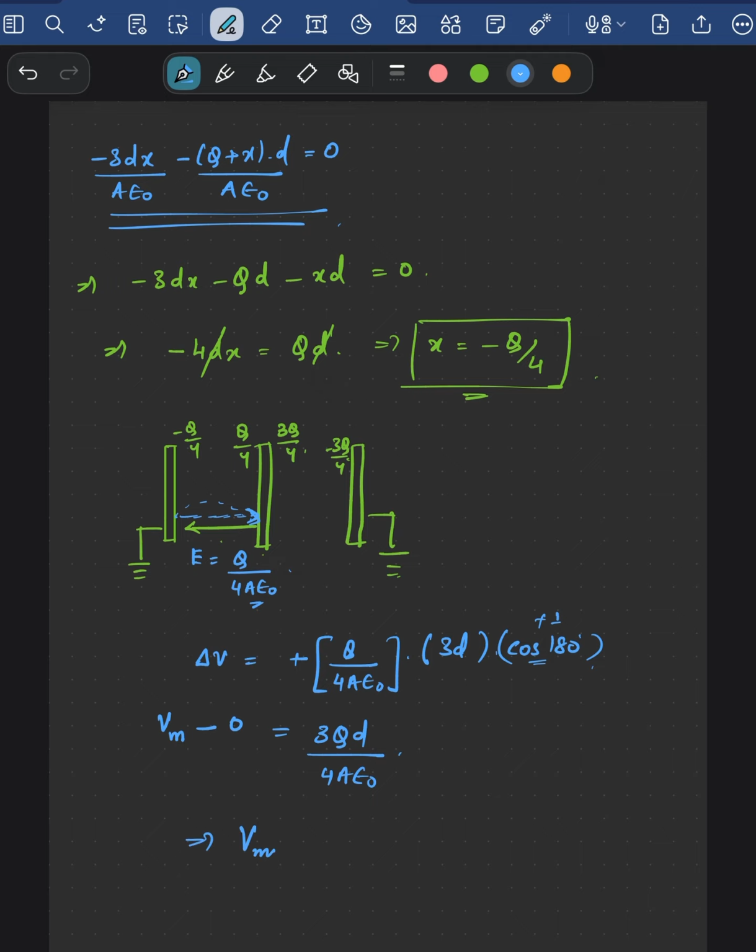So we'll get potential of the middle plate to be equal to 3qd by 4A epsilon naught. So hopefully this question made sense. See you guys in the next question.